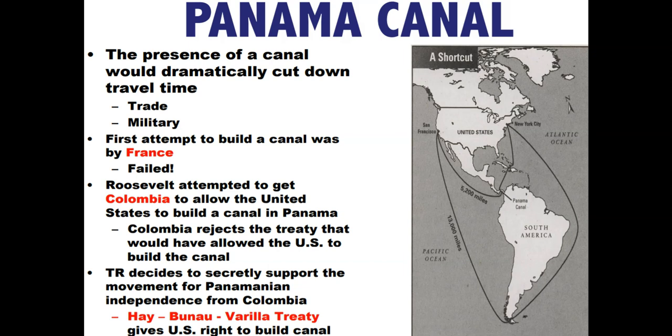So it was beneficial for the United States to build the Panama Canal. The first attempt to build the canal was actually by France, but they failed. Roosevelt attempted to get Colombia to allow the United States to build a canal in Panama. Remember, Panama was controlled by Colombia. Colombia rejects the treaty that would have allowed the U.S. to build the canal. TR decides to secretly support the movement for Panamanian independence from Colombia, and he was able to do so. Obviously Panama became independent, and the U.S. got the right to build the Panama Canal once Panama gained its independence from Colombia.